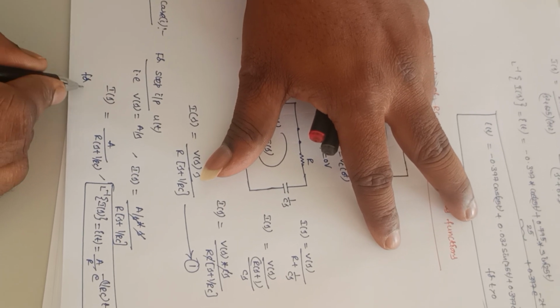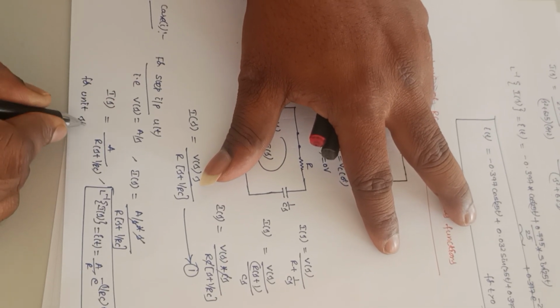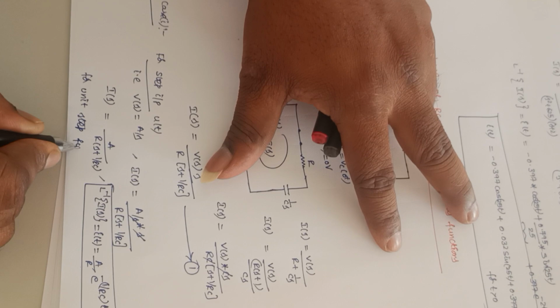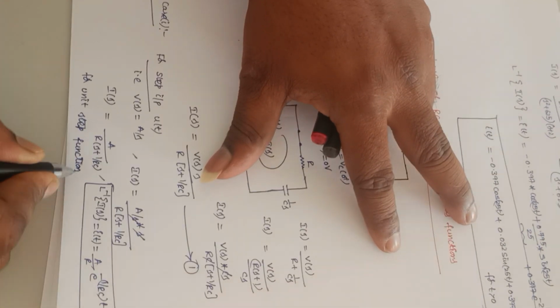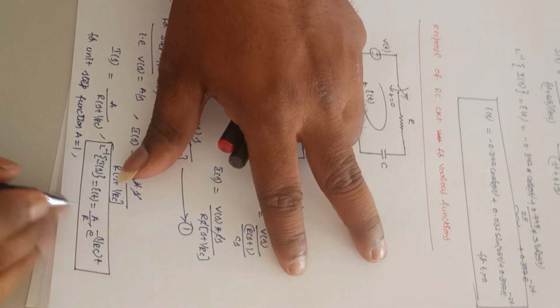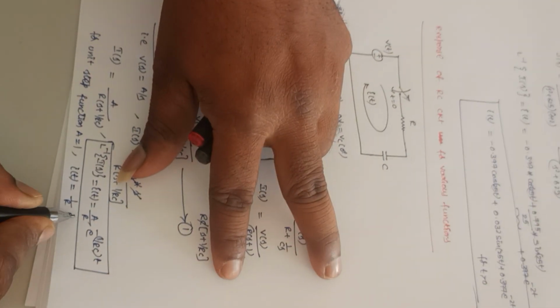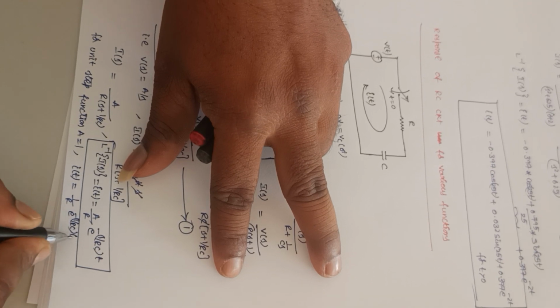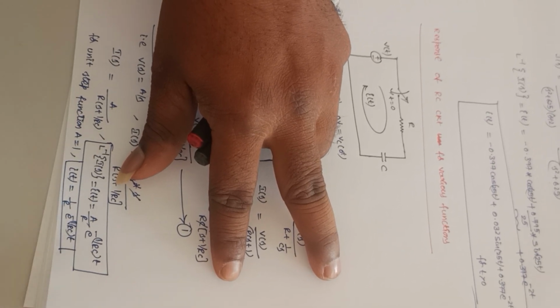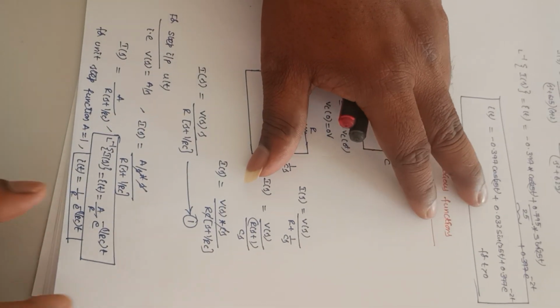For unit step function, the value of A here is 1. So I of t is equal to 1 divided by R into e power minus 1 by RC into t. So this is the response, that is the unit step response.